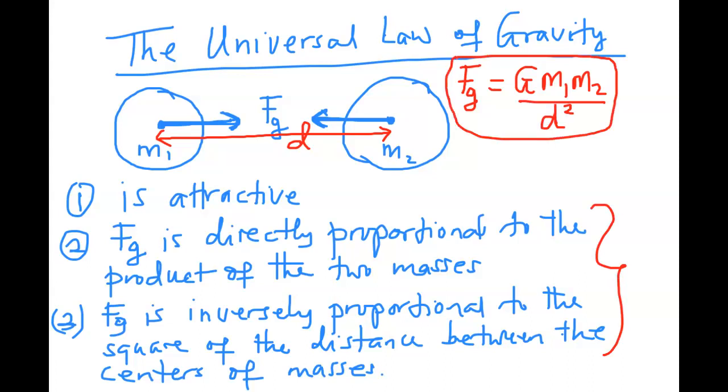Now G is the gravitational constant. So G here is what we call the gravitational constant. Some people call it the universal gravitational constant.